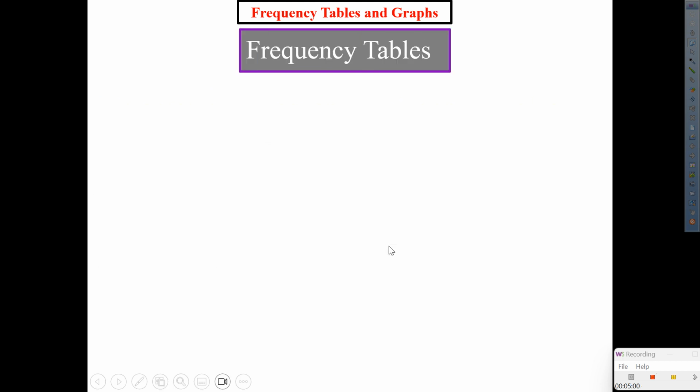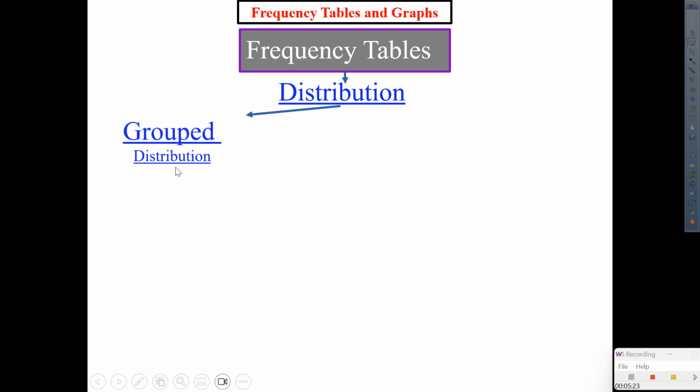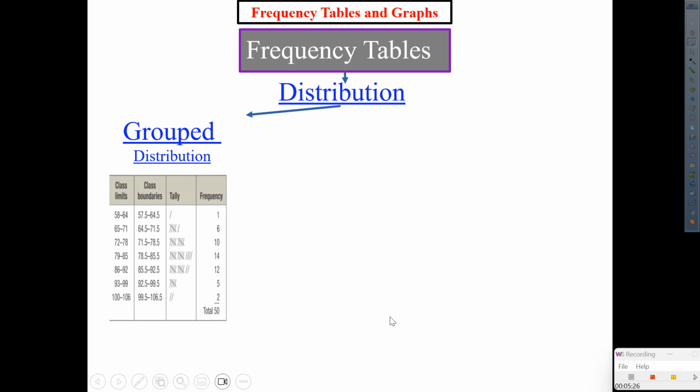Well, how do you make those kinds of frequency tables? We're going to be talking about three different types. Here we go. These are known as distribution frequency tables. That's when we have large amounts of data and we need to compress them into one small table. For example, there's one that we call grouped distribution, and it looks like this. Hopefully it looks kind of familiar, that we've been using parts of it. Here goes ungrouped distribution.